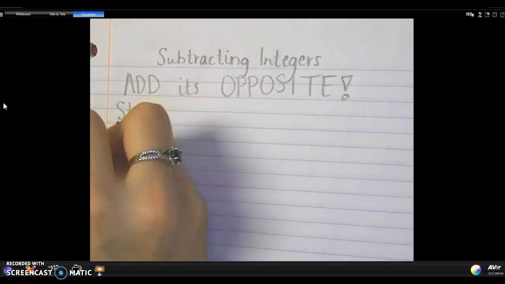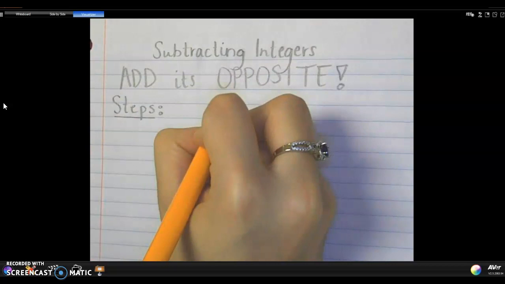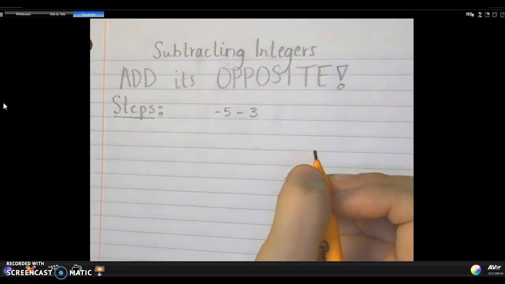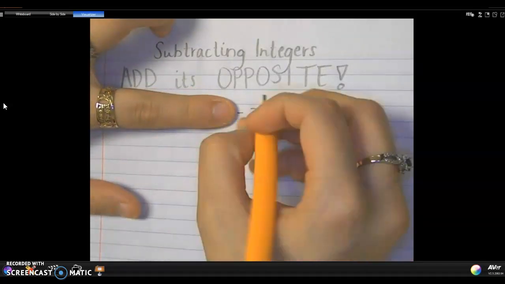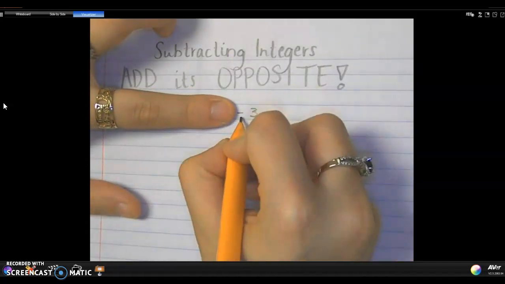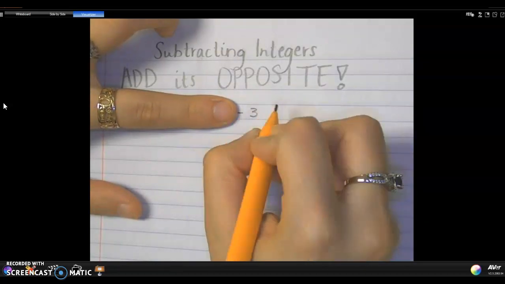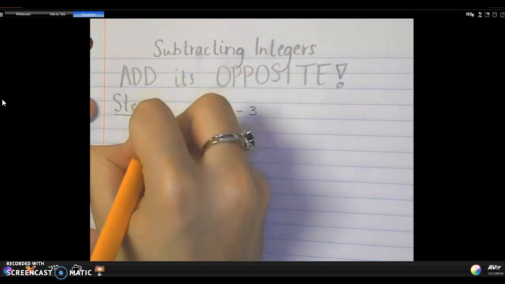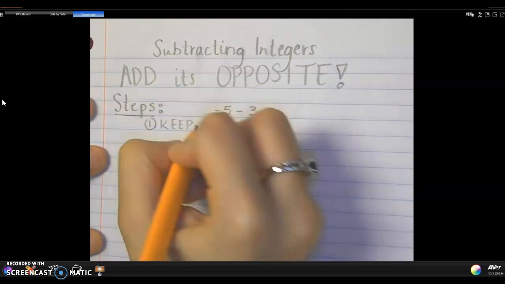So, for example, if I have the problem -5 minus 3, instead of subtracting 3, I'm going to add the opposite of 3. So I would have plus -3. So my first step will be to keep my first number because we're not doing anything to our first number.